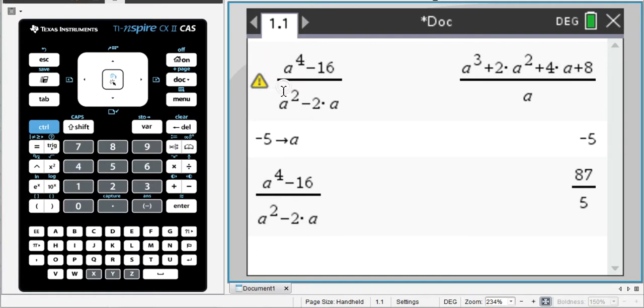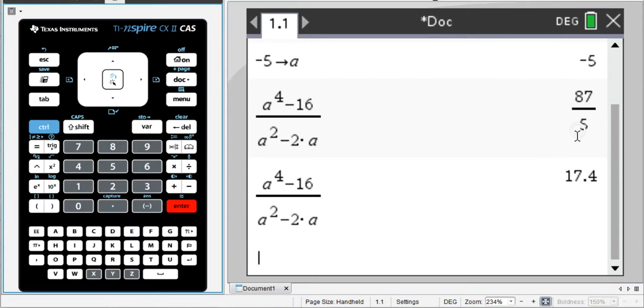So when we see an error message like that, kind of like we had a hole or excluded values in our graph, I want to be sure to execute the original function at the supplied a value or x value and not the simplified form, because this one could give you an answer for a value of a that doesn't exist in this original form.